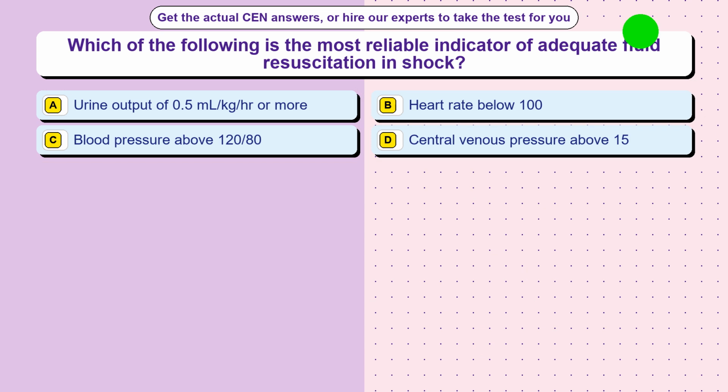Question 23. Which of the following is the most reliable indicator of adequate fluid resuscitation in shock? Option A, urine output of 0.5 ml/kg/hr or more. Option B, heart rate below 100. Option C, blood pressure above 120/80. Option D, central venous pressure above 15.